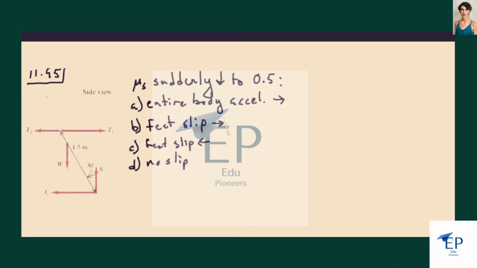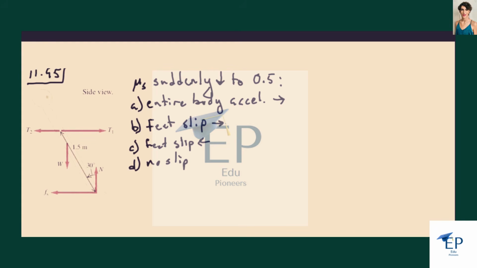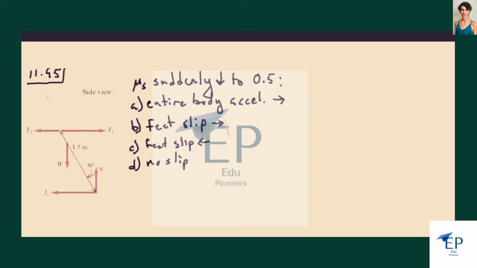Problem 11.95. This is part of a series of problems about a competitor on a team in a tug-of-war game. Each of these problems depends on things we've done previously, so you might need to go back and refer to those if you haven't seen them already or done them.